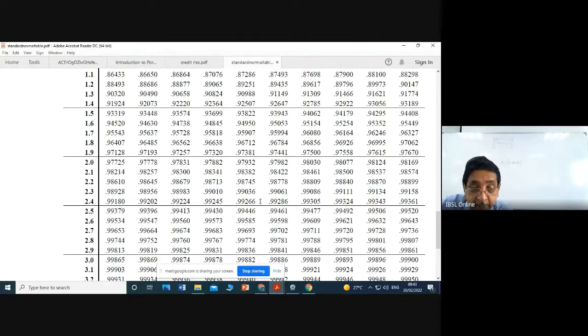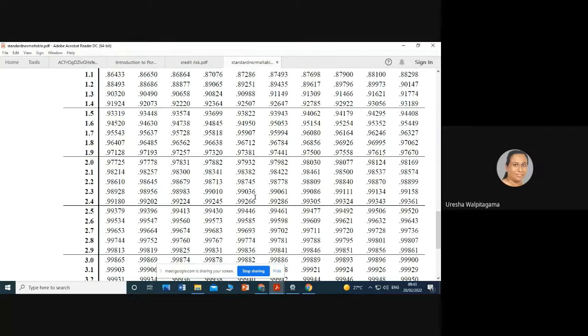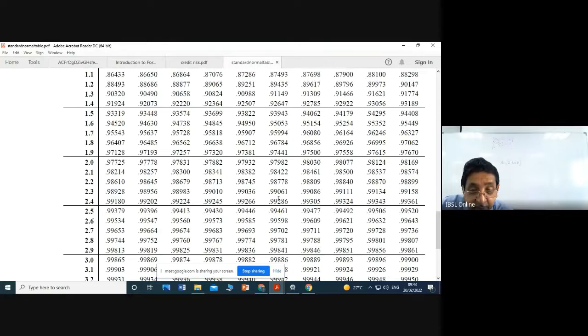No, now what we need to do is this. Now you get two figures. For 2.34 you get a figure 0.99036. Then you get another figure for 2.35, 0.99061. But our required figure is 2.348, which is a little less than 2.35.